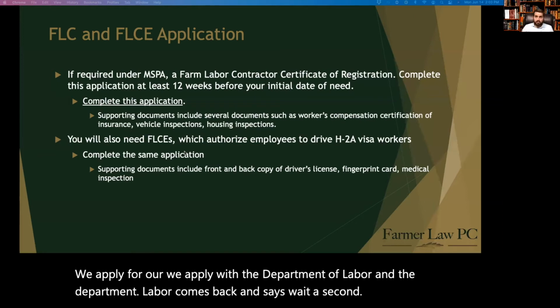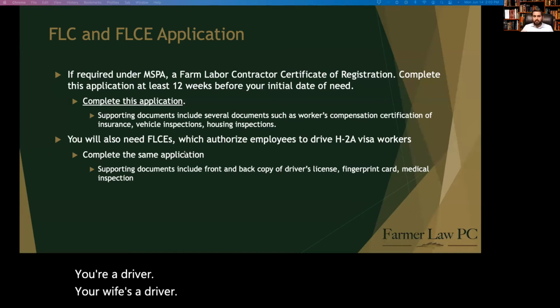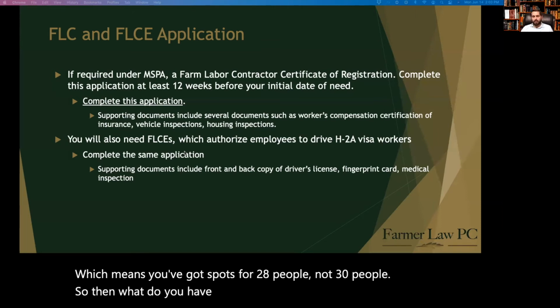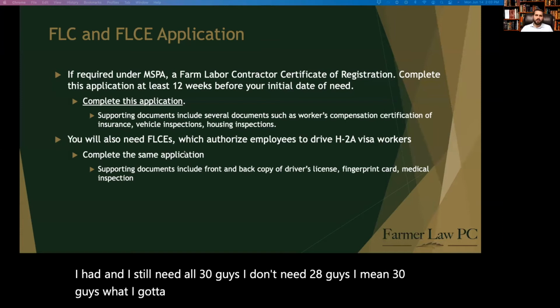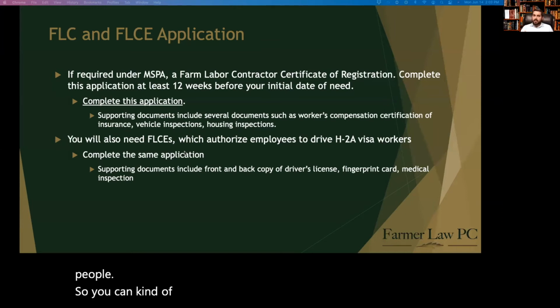You're a driver. Your wife's a driver. That means there's only 14 spots in each of your vans, which means you've got spots for 28 people, not 30 people. So then what do you have to do? Well, I still need all 30 guys. I don't need 28 guys. I need 30 guys. So what I got to do, got to add a vehicle, got to add an FLCE, or in the alternative, got to get a vehicle that transports more than 15 people. So you can kind of see how it gets complicated.